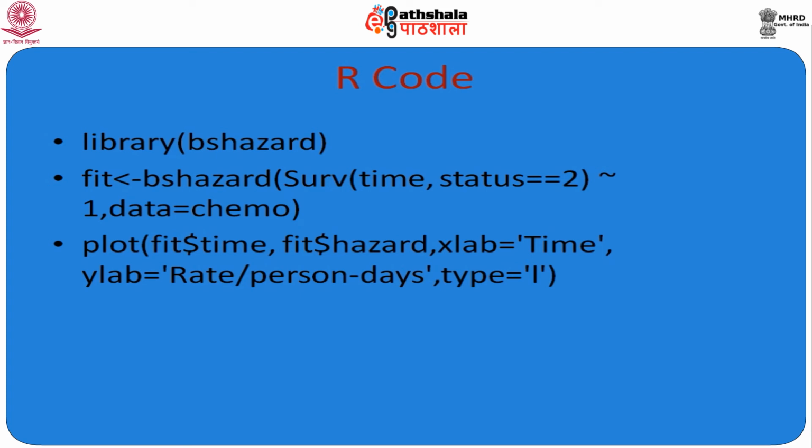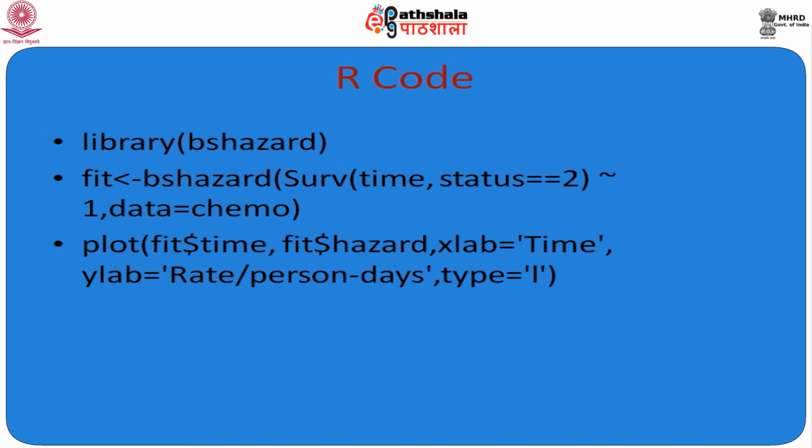Now we will come to another library called BShazard. Basically it stands for baseline hazard estimation. Into BShazard we put the function called Surv, which is available in the library called survival, and in it we put the time and status. Here we are putting status equals 2 for the censored observations, for the death observations, followed by the data called chemo.